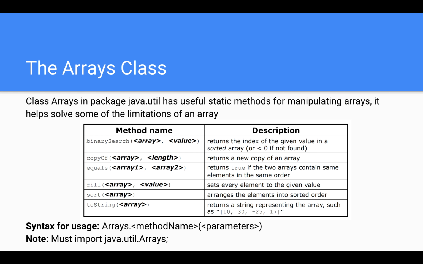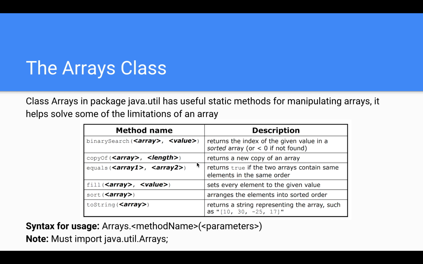The Arrays class. The class Arrays in Java, in the package java.util, has useful static methods for manipulating arrays. It helps solve some of the limitations of an array. So you have binarySearch, which will return the index of a given value in a sorted array, and it will be less than 0 if it's not found. So it'll be a -1 if the value doesn't exist in the array. And again, the array has to be sorted.